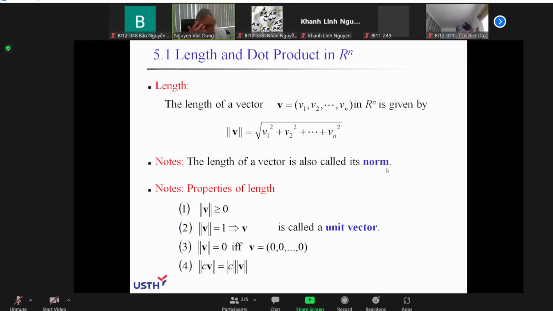In the general case, that is the case of inner product space, usually it will be called the norm, but here we can call it the length. For the length, here on the screen, I list 4 properties. However, property number 2 is not a property, it is only a name. A vector that has length 1 will be called a unit vector.